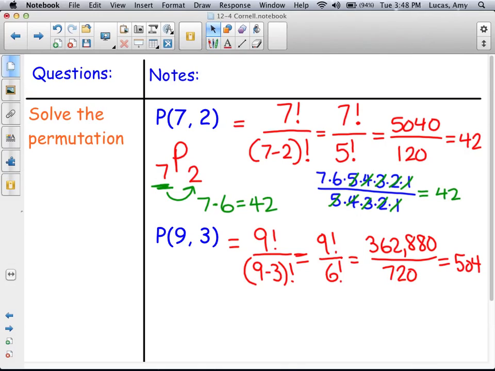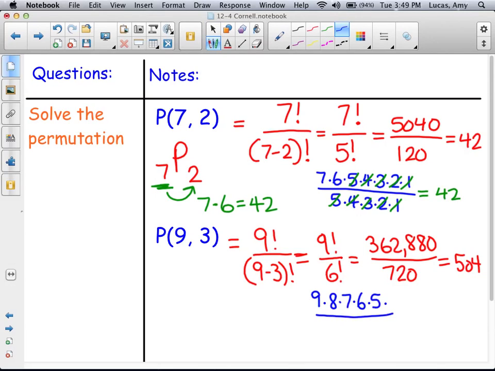Again, if you think about my shortcut, if we wrote out 9 factorial, as soon as we got to the 6, it would cancel out everything on the bottom. So all of these would be canceled out, and it would just be 9 times 8 times 7, which is 504. So permutations, order matters.